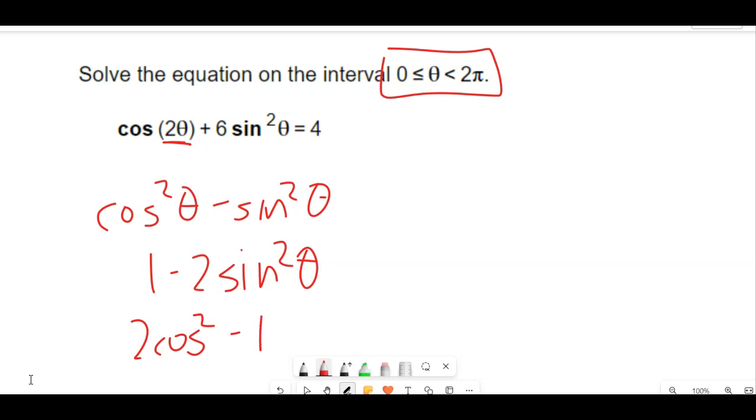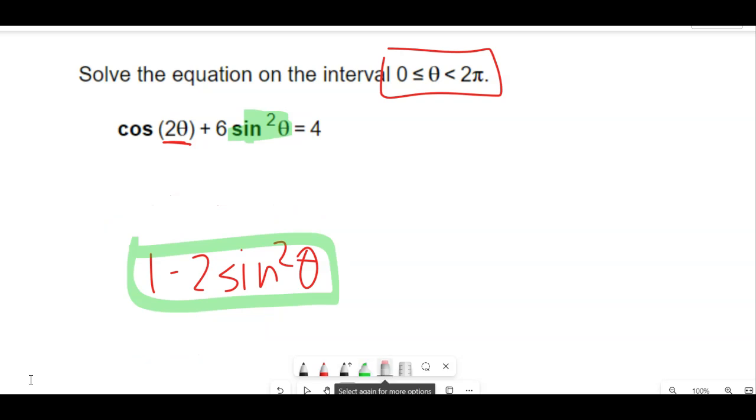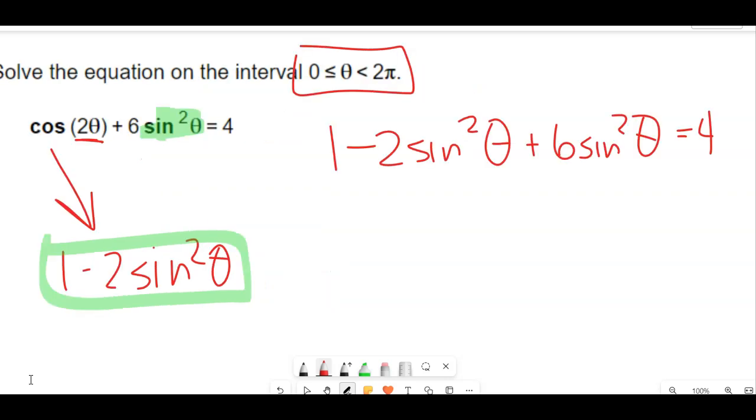Which one am I going to pick? Well, I'm definitely going to pick this one because the other term on the side with the cosine there is sine squared. So I'm going to transform everything to sines and then solve the equation via the sine function. So this is the cosine of 2 theta. I can write this new equation as 1 minus 2 sine squared theta plus another 6 sine squared theta equals 4. And you've noticed these are now like terms.